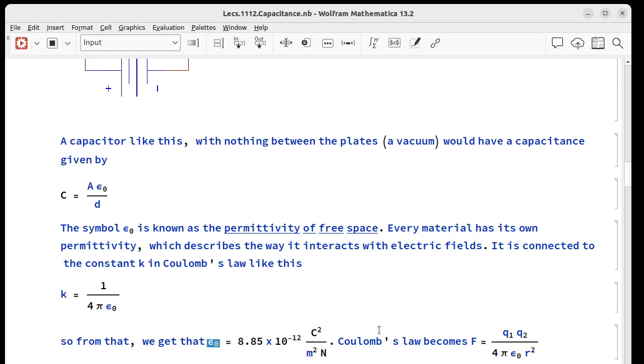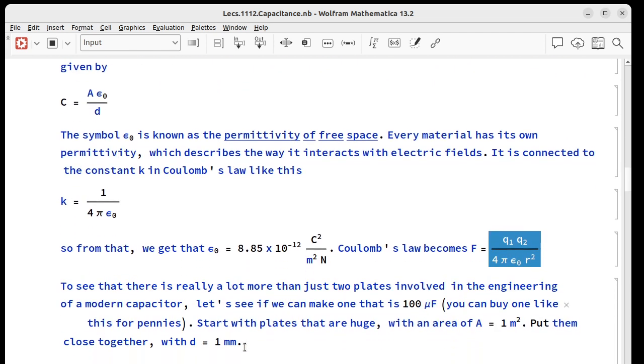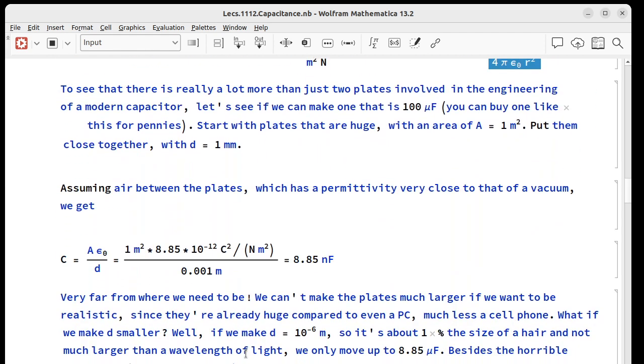We could rewrite Coulomb's law as Q1 Q2 over 4 pi epsilon naught r squared. The reason we write it as K Q1 Q2 over r squared in the beginning is we want to make it very clear how much this is like Newton's law of gravity, and this looks a little bit less like that.